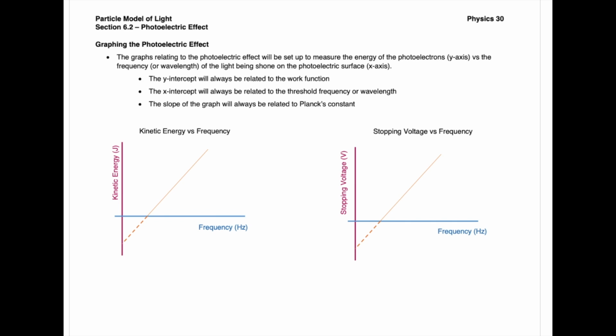Now, another very common thing that's going to come up with the photoelectric experiment questions is graphing. And they do have a very distinctive graph shape. What's unique about these ones here is that we're going to be using three pieces to the graph: the y-intercept, the x-intercept, and the slope of the graph. And so we'll look at how these relate to the various equations.